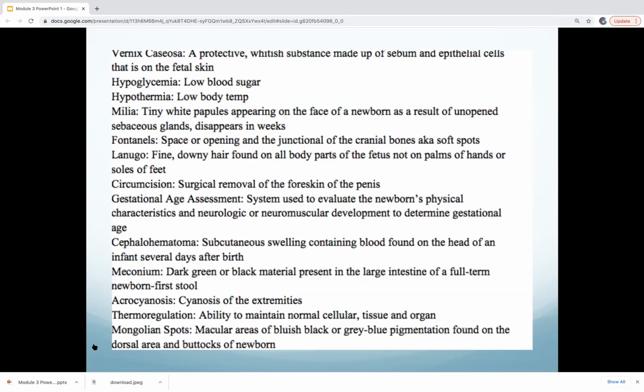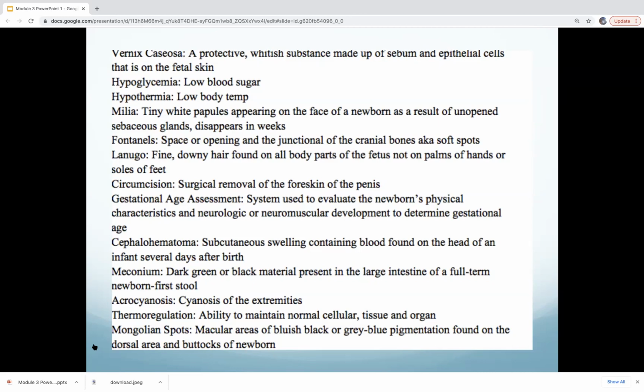Lanugo. Lanugo is fine downy hair that you're going to see on the baby. The key is on a preterm, you're going to see a lot of lanugo, and on a post-term, you're going to see very little lanugo, and we'll talk about that later. Circumcision is the surgical removal of the foreskin of the penis, and that is per parents' belief.